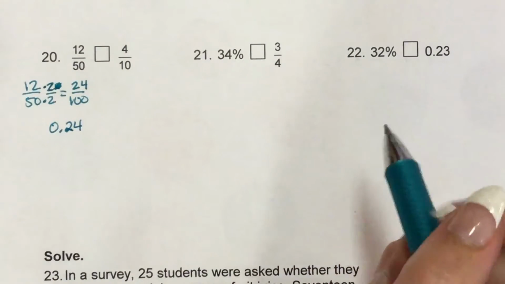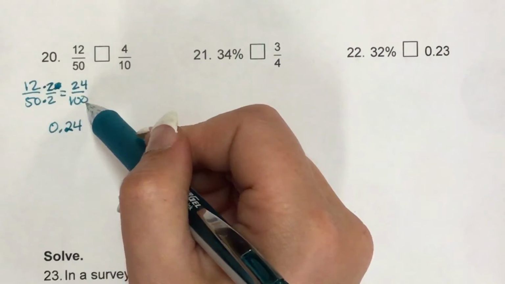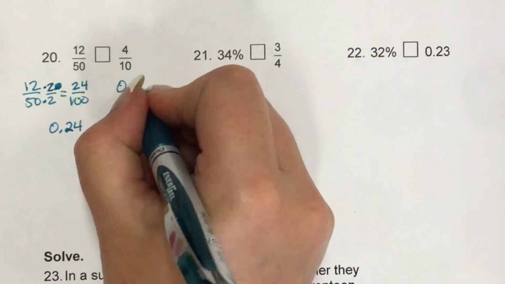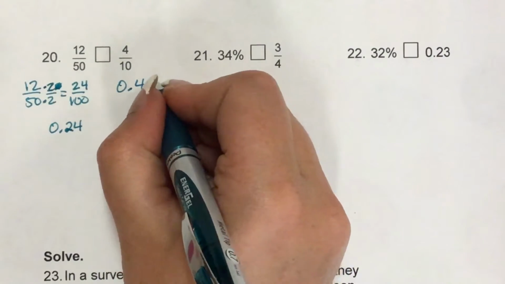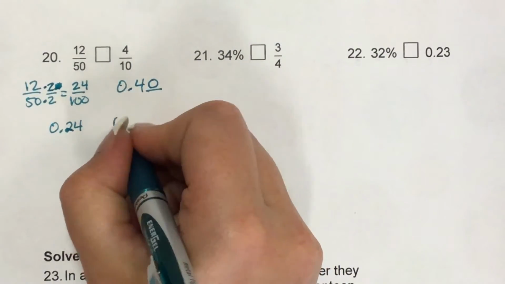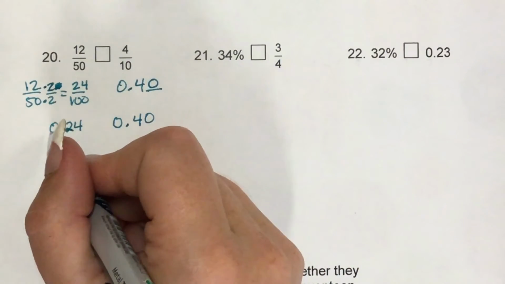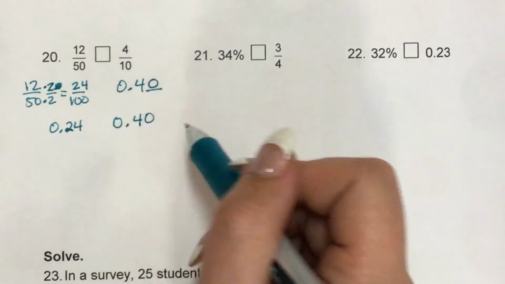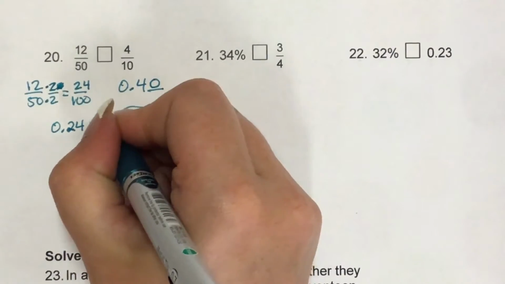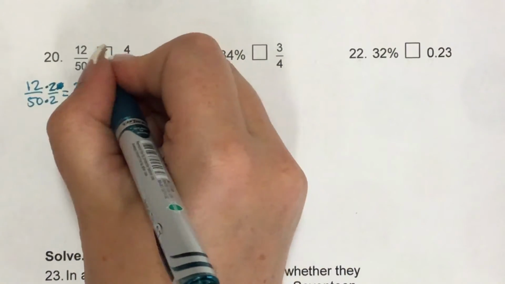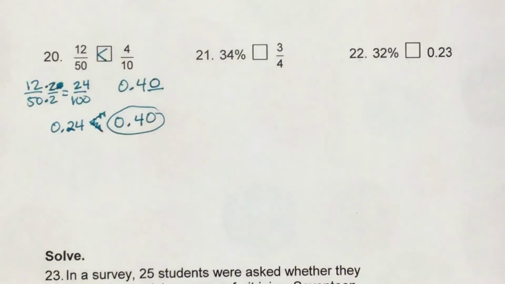Okay, so there's my decimal. This is 4/10. I don't really need to write it as a denominator with 100 because I can just write it as 4/10, right? And I want to have the same decimal places, so I'm going to put a 0 there, and I get 0.40. Now out of 0.24 and 0.40, this one is going to be bigger, so the alligator is going to eat this one. So that's where we write our sign like that. So 12/50 is less than 4/10.